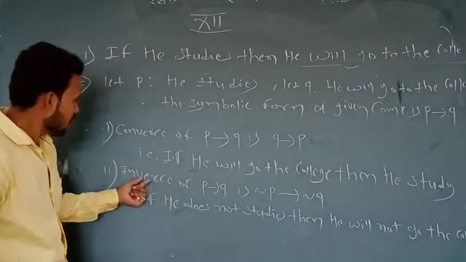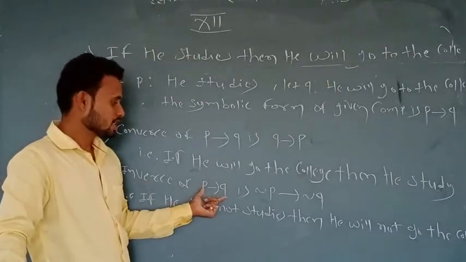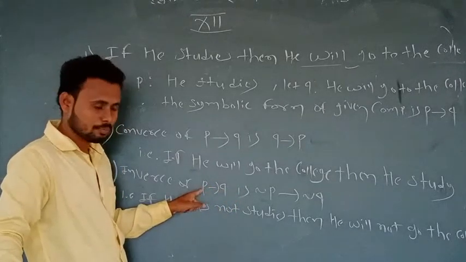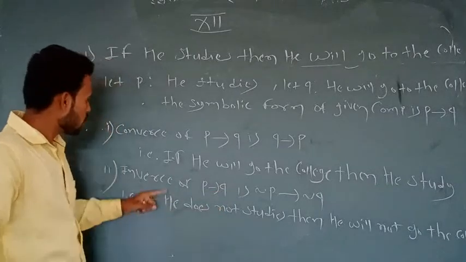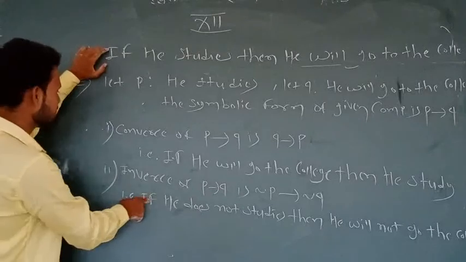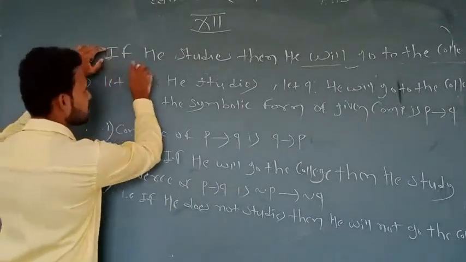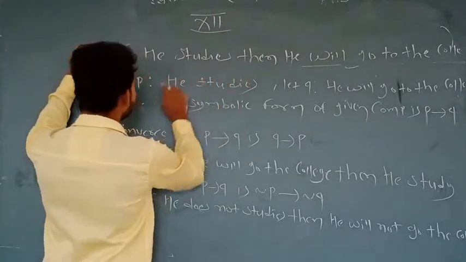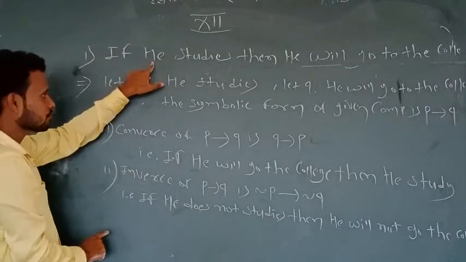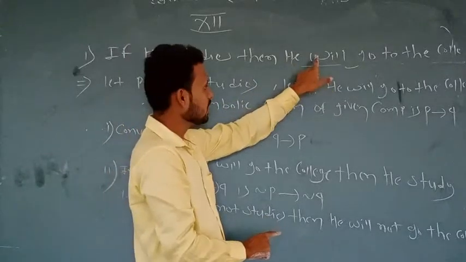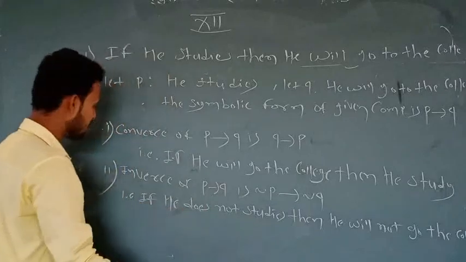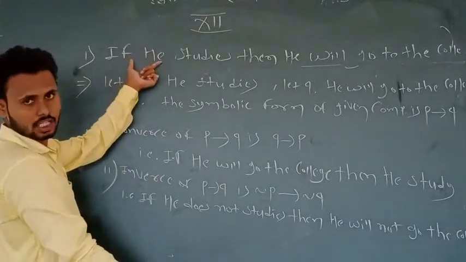What is the inverse? Inverse of P implies Q is negation of P implies negation of Q. We just take the negation of statement P and negation of statement Q. Therefore, the inverse of that statement will be: if he does not study, then he will not go to the college. Which is the required inverse of the given compound statement.